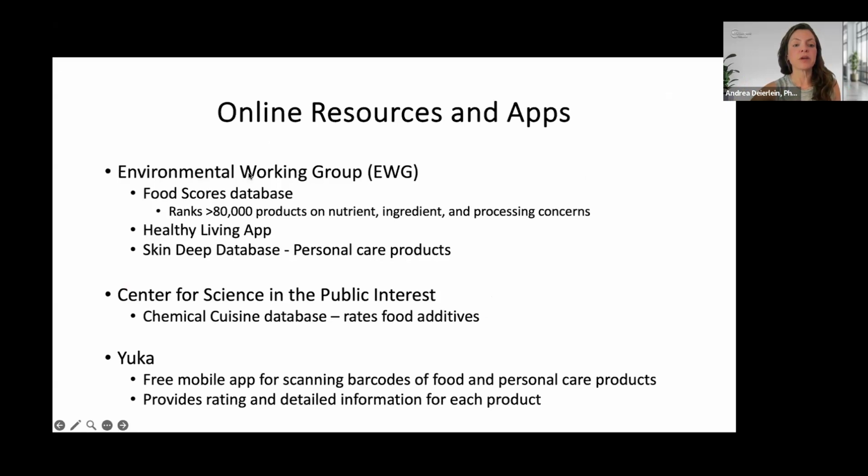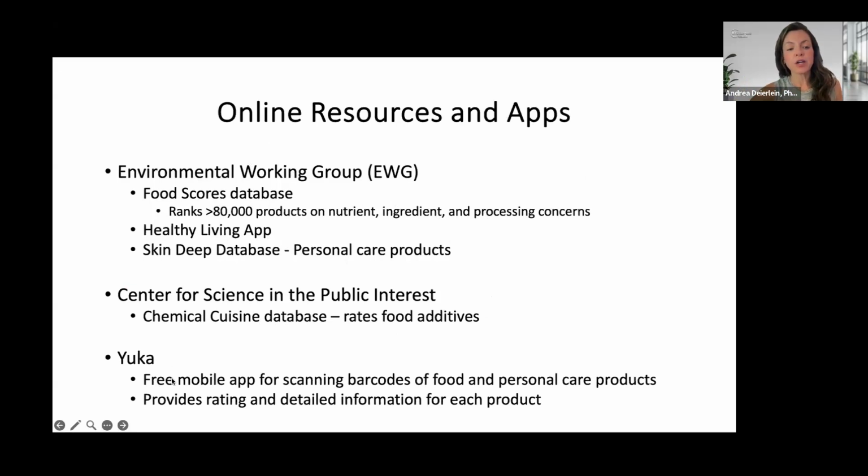The Environmental Working Group has some great lists. They have a food scores database, they have apps, they have personal care product databases. And so you can look things up and see how they rate them and look at what might be concerns in them. Similarly, the Center for Science in the Public Interest also has a chemical cuisine database that rates food additives.